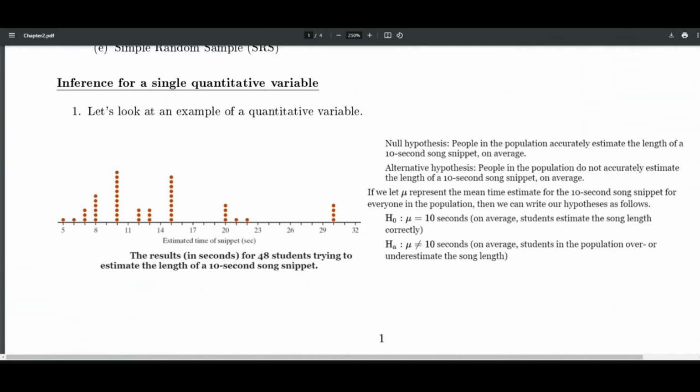Of course, there are people who think it was just 5. And somehow there are people who thought it was 30 seconds. This really puzzles me. Like there are 4 people. How can you mistake 10 seconds for 30 seconds?